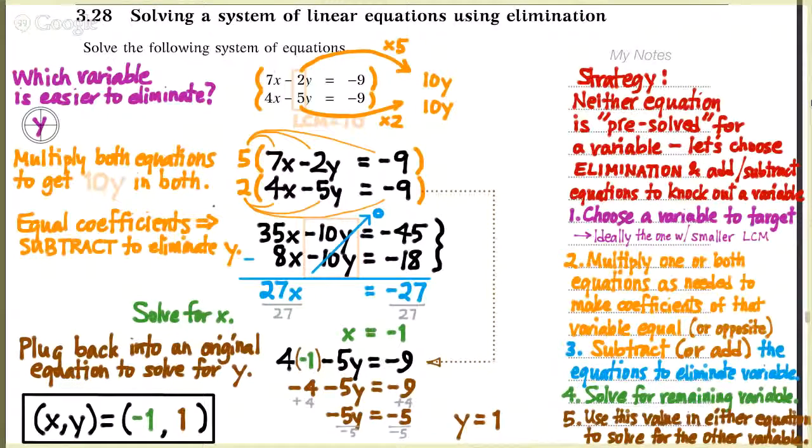Since our coefficients on y were then equal, subtracting the second equation from the first will get rid of the y's altogether and give me a third equation that only has x's in it. That equation was 27x equals negative 27. That equation can then be solved for x, which we did and got x equals negative 1. And now that we have a numerical value for x, we can plug that value back into an original equation to get a value for y, which we did. After solving for y, we found out that y was equal to 1.